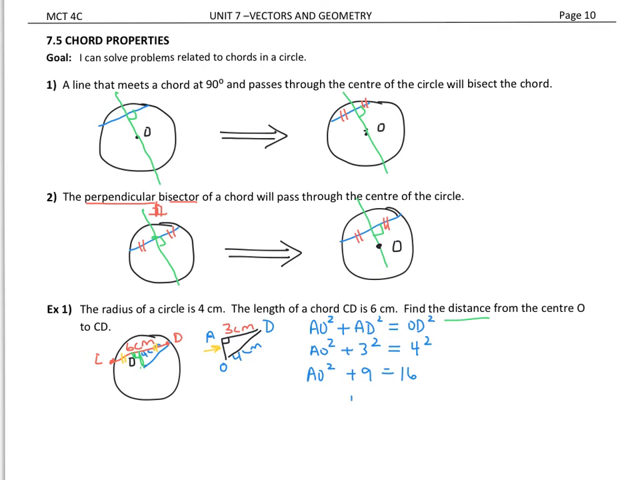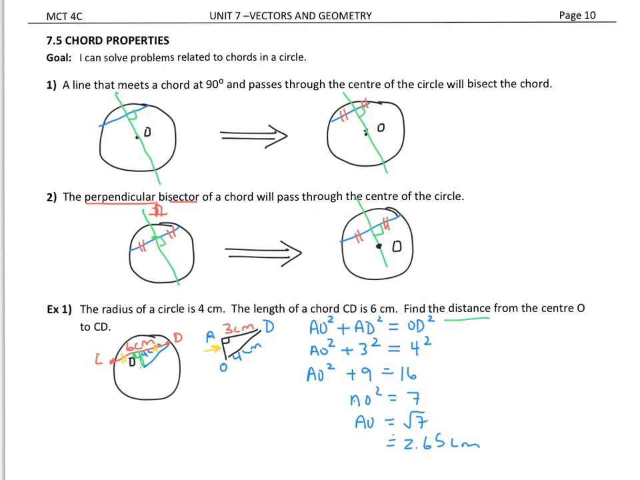Subtract 9 from both sides. We get AO squared. 16 take away 9 should be 7. So it's going to equal the square root of 7. So AO equals the square root of 7. Or it's approximately equal to, for people who prefer to work in decimals, about 2.65 centimeters.